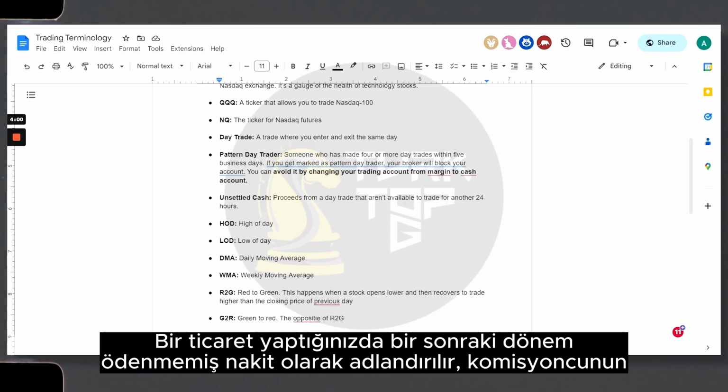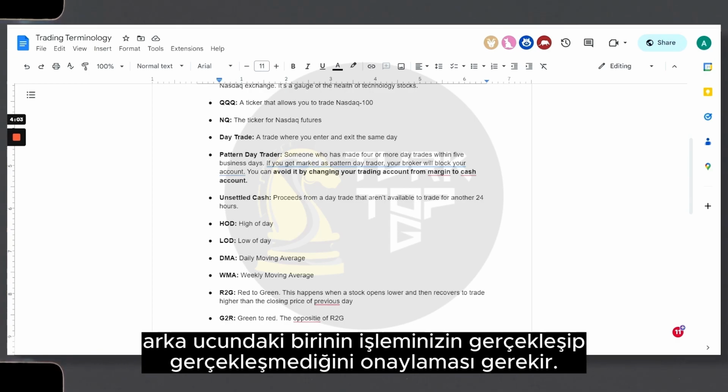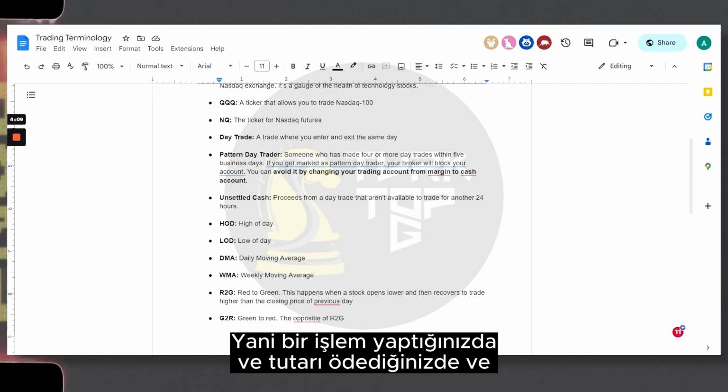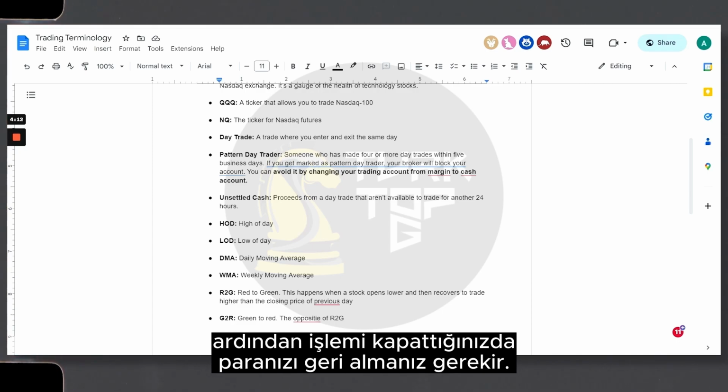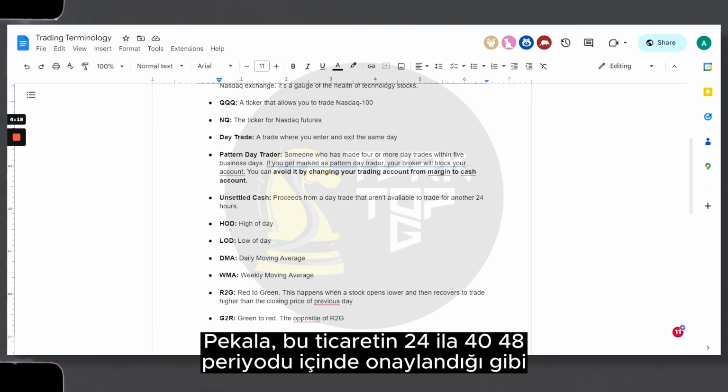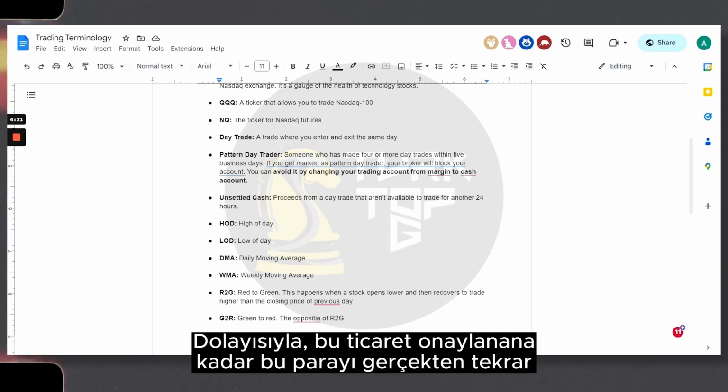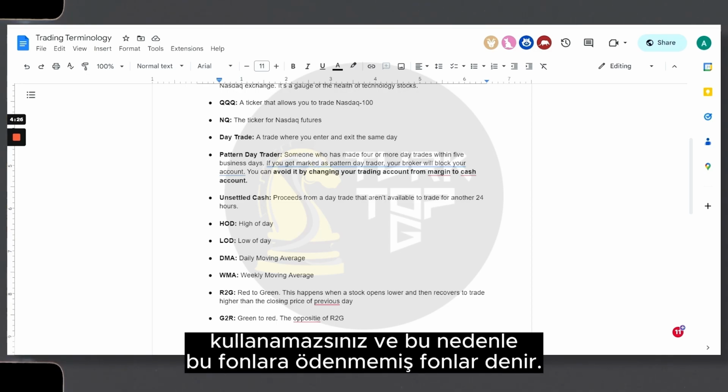Next term is called unsettled cash. When you make a trade, someone on the back end from the broker has to confirm if your trade happened or not. So when you make a trade and you pay the amount, and then when you close the trade, you should get the money back. But the trade is confirmed within a 24 to 48 hour period. So you cannot really use that money again until that trade is confirmed. And that's why those funds are called unsettled funds.